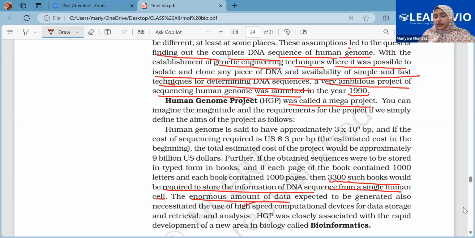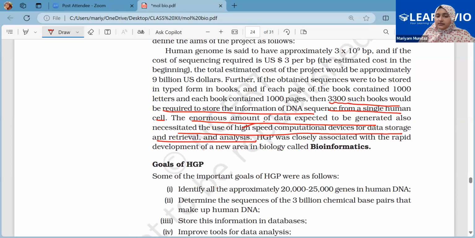The enormous amount of data expected to be generated also necessitated the use of high-speed computational devices for data storage, retrieval and analysis. HGP was closely associated with the rapid development of a new area that is known as bioinformatics. So, the Human Genome Project comes under bioinformatics.